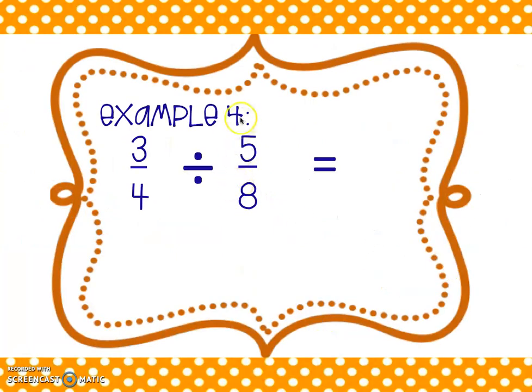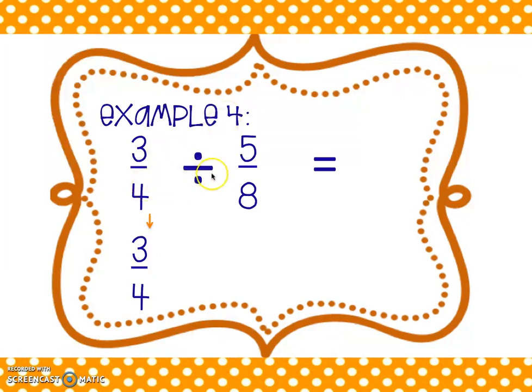So this says example 4, but it's actually example question 1 on your homework. And if we look at question 1, we have 3/4 divided by 5/8. So we're going to apply keep, change, flip to this. So the first thing that we do is we keep the first fraction. So on your paper, we're just going to rewrite 3/4.